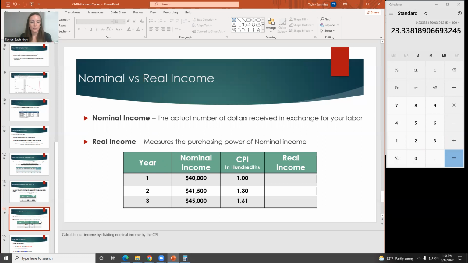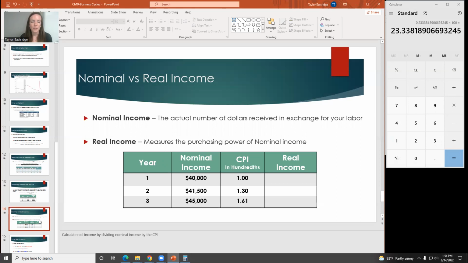So measuring inflation and calculating the CPI matters because it can show us what our purchasing power is. So we have nominal versus real income. Your nominal income is going to be the dollar amount of your salary. So in today's world, I earn $40,000. That's today's value of my dollar. That's my salary. Next year, I get a raise, $41,500 is my new salary.